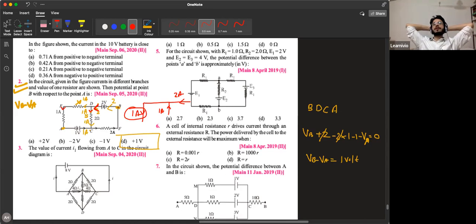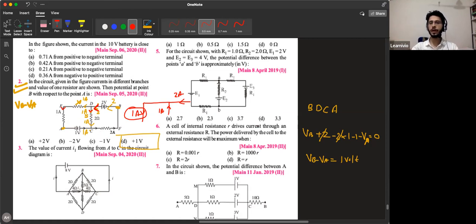Just by looking at the circuit, you can never decide which one is at higher potential or which one is at lower potential. But yes, in this particular question, since current is going from B to A, B should be at higher potential and A should be at lower potential. That logic can work. Yes, if current is going from B to A, that means B should be at higher and A should be at lower. Otherwise, just by the direction of our movement, you can't decide. The movement is by choice. I can choose from A to B or B to A.